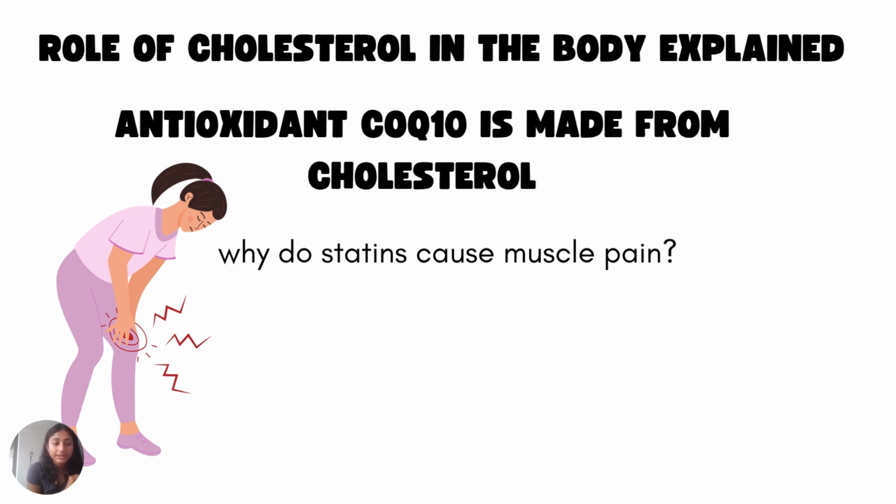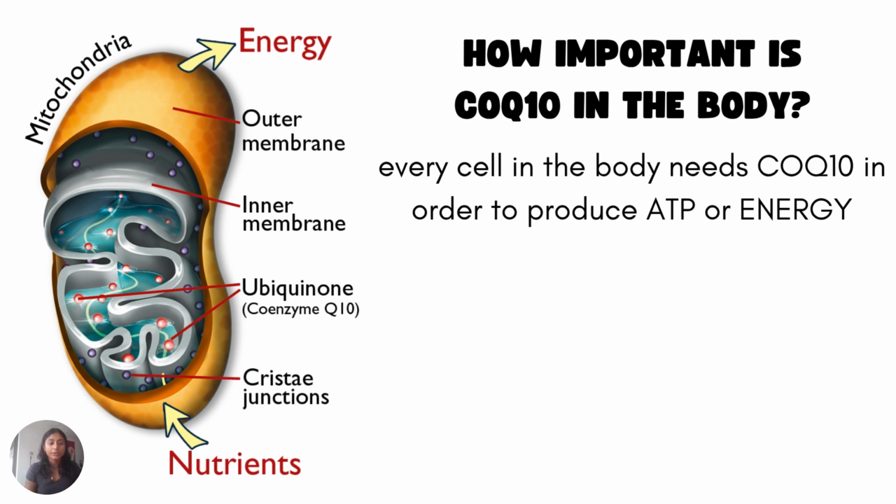Another thing is that an important antioxidant called CoQ10 is produced from cholesterol in the liver. So that explains why statins cause muscle cramps. Most of the people who take statins actually develop muscle cramps. And why does that happen is a question that I started to ask myself. This is because the antioxidant called CoQ10, or ubiquinone, is made from cholesterol and it is needed by every single cell in the body to produce energy in the mitochondria.